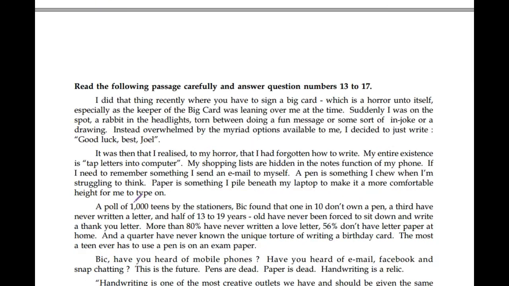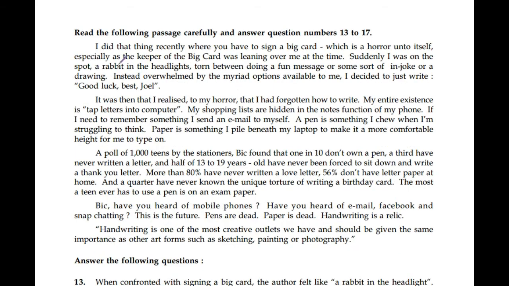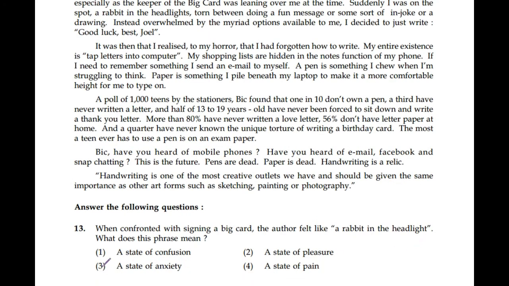Now read the following passage carefully and answer question numbers 13 to 17. You can pause the video and read the passage thoroughly. Now we will jump to question 13.